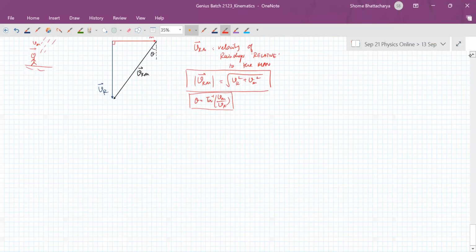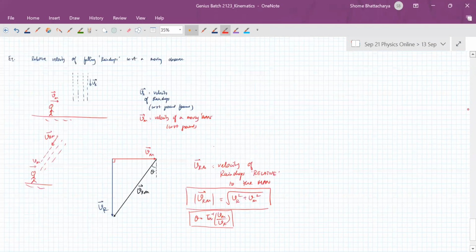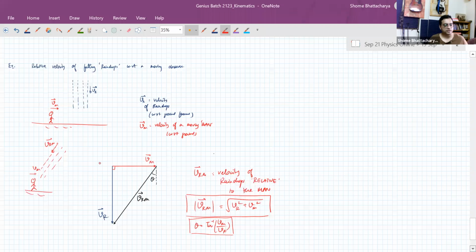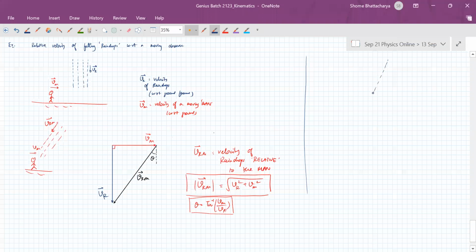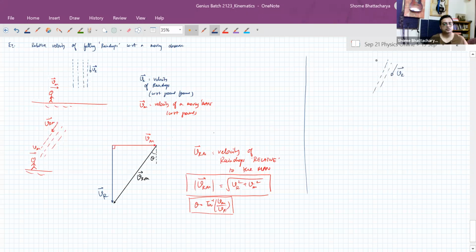So if the rain initially is also in a slanting manner, then we'll have to recalculate this formula, because they will not be perpendicular vectors, but the concept will be the same. So suppose the rain is itself falling, let's say like this. So this is the velocity vector of the rain, and the person is, let's say, moving like this. Then we just have to use vector algebra to again calculate the difference of these two vectors.